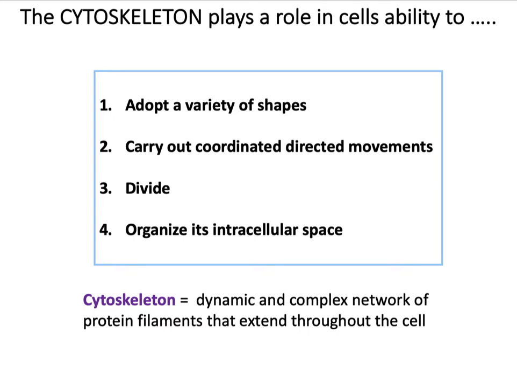The word cytoskeleton invokes the image of a very rigid structure like the skeleton of an animal, but this nomenclature is unfortunate, because the cytoskeleton is not a rigid, unchanging structure. It is a very dynamic and complex network of proteins and filaments. They extend throughout the cell. They shrink and grow as the cell needs it for whatever cellular function is being carried out. So please keep in mind when you are studying this topic that the cytoskeleton is not a permanent, unchanging structure in the cell, but is very dynamic and continuously changing according to the needs of the cell.